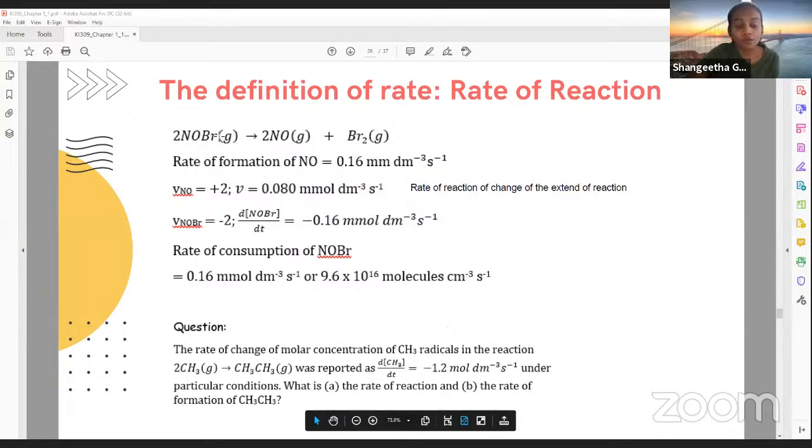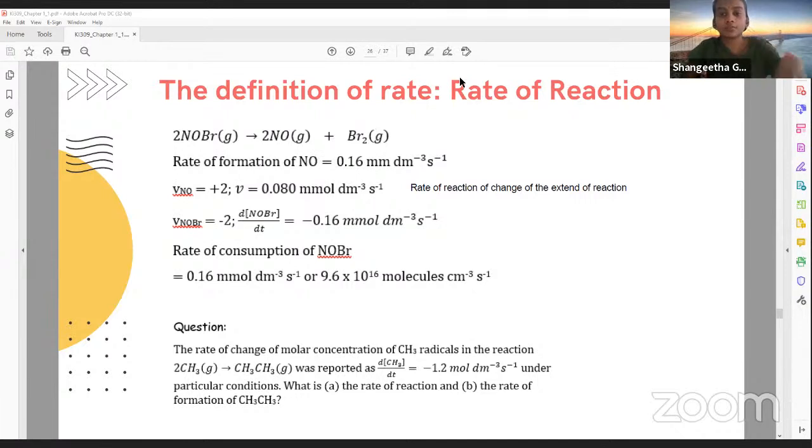So let's say I have 2NOBr, and when it is consumed, it produces 2NO plus Br2. Now, if you remember, the rate of formation of NO is given. Let's say the rate of formation of NO is 0.16. There is a typo here, this should be millimole. Please make the change in your notes: millimole per dm cube per second.